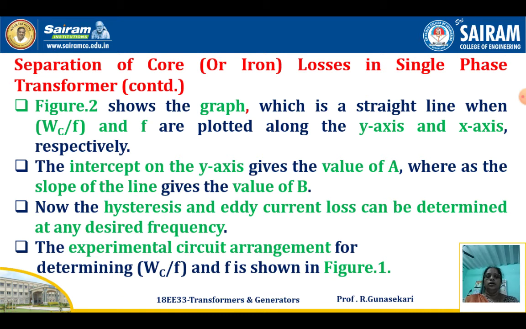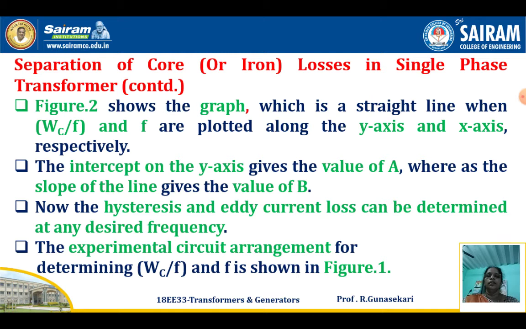Now the figure 1 and 2. Figure 1 shows the experimental circuit diagram for determining W C, that is the core loss, divided by frequency, and frequency. Then figure 2 shows the graph, which is a straight line when W C by F and F are plotted along the y-axis and x-axis respectively. That means on the y-axis we take W C divided by F, and on the x-axis is frequency F. Now you plot the graph, and the shape is a straight line.